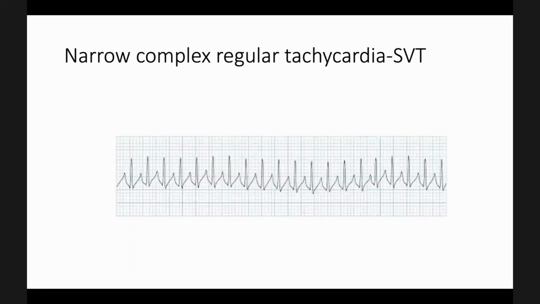Have you all seen an ECG with supraventricular tachycardia? Yes or no? Anyone?